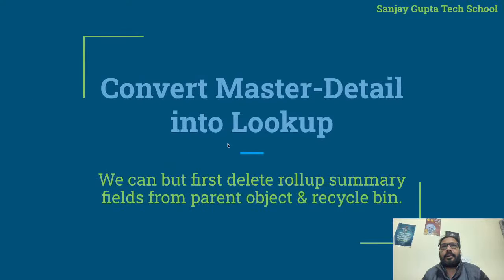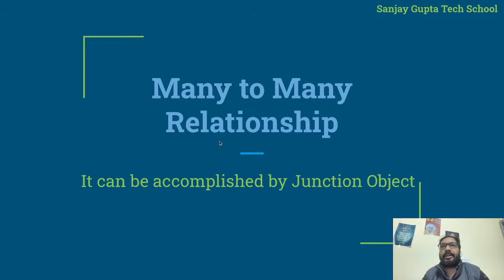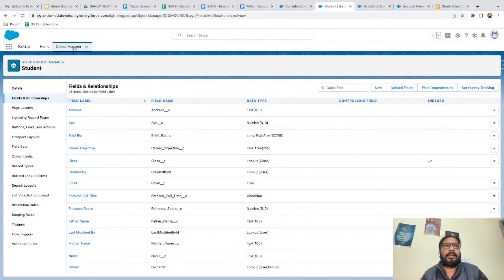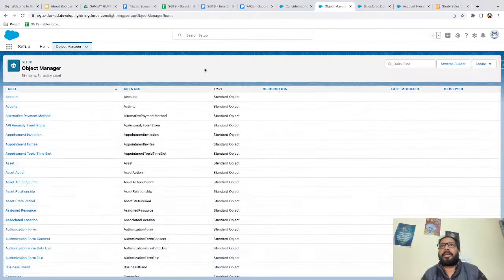So I had one more topic, many-to-many relationship. So this I'm going to explain now quickly. So in case of many-to-many relationship, what we need to do, we need to create new object, and that object will be known as junction object. So basically, what will happen? That junction object will be having two master detail fields available. So it will be looking up to two objects so that it can have data for two objects in many to many form. So let's first create it and then I will show you how it is many to many.